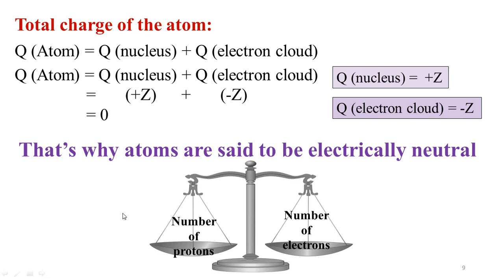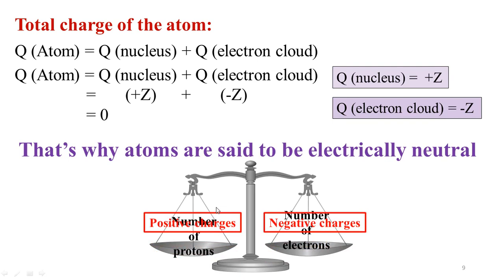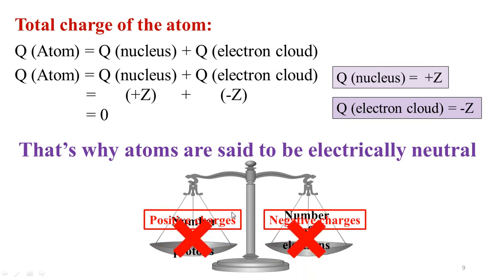Since the number of protons is equal to the number of electrons, the positive and the negative charges will cancel each other.